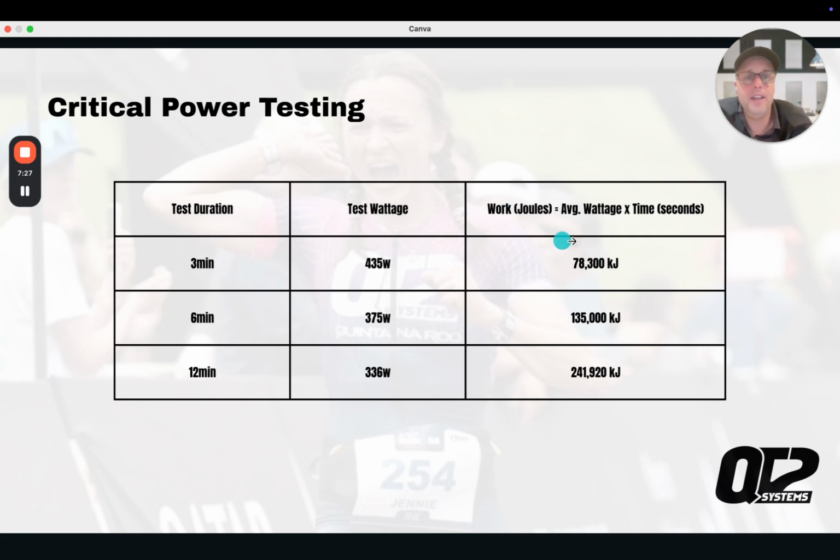Okay, and then over here we use this information to calculate the amount of work in terms of joules, which ends up being in terms of kilojoules, that was done for each test. Kilojoules and joules are the same units, just slightly calculated differently. Basically all we're doing is taking our average wattage and multiplying it by our time in seconds. So 435 times 180, 375 times 360, and 336 times 720. And it yields the amount of work completed.